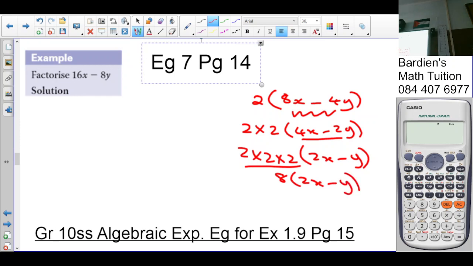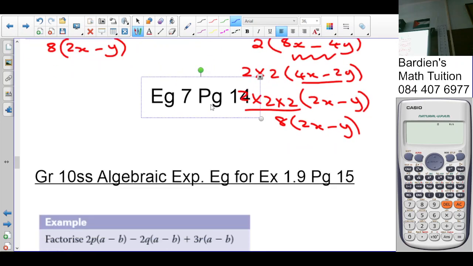Not so? Yes, sir. But if you had seen from the beginning, the highest common factor was 8. You just take 8 as a common factor. What are we left with? 2x minus 1. You see? And both will get you 2 marks. Okay, so you always try and take out the highest common factor. That won't be wrong, but the other way is just a long way of getting the correct answer.